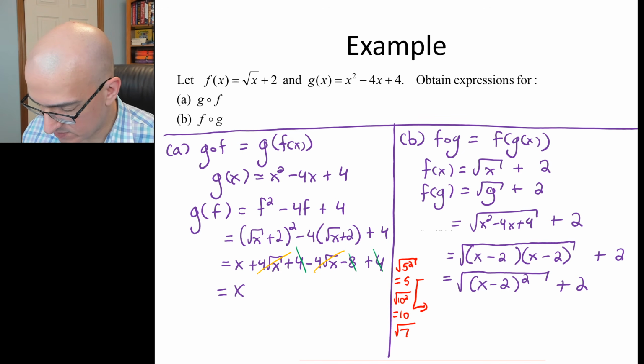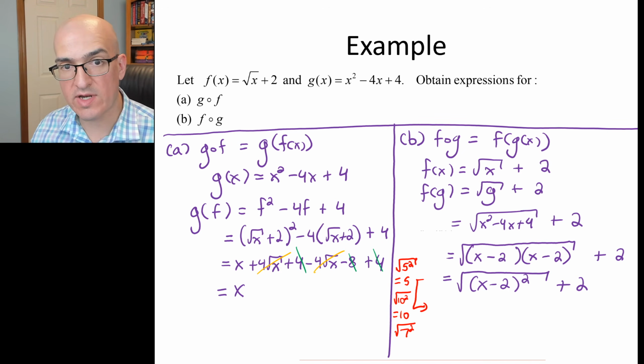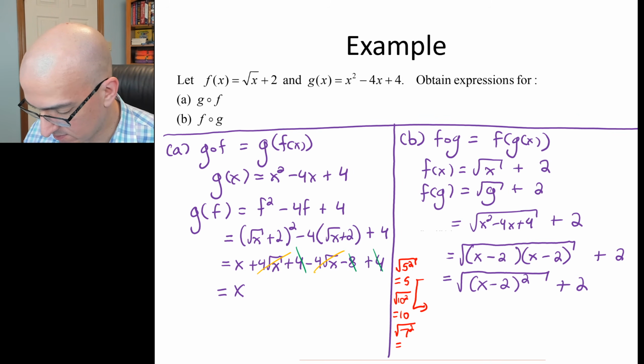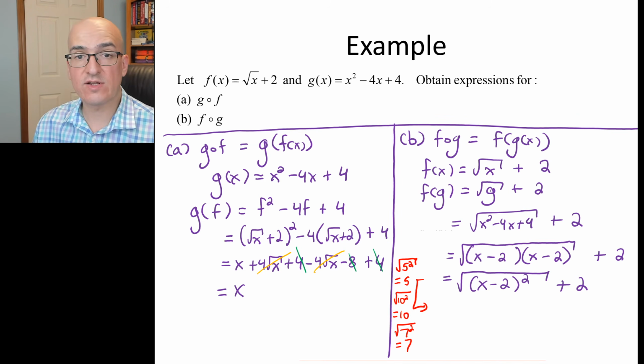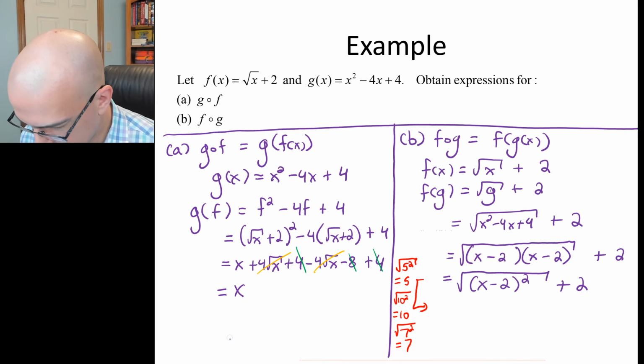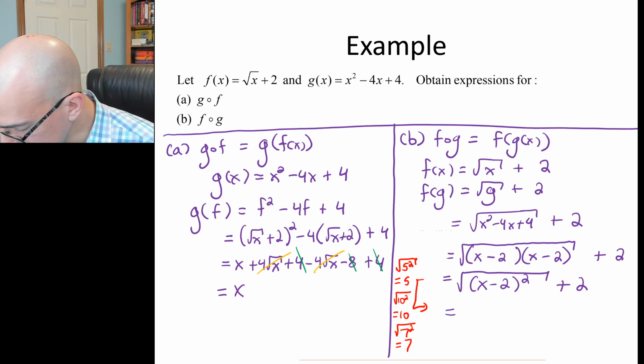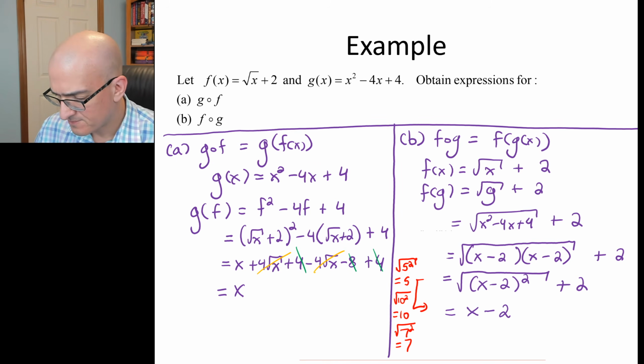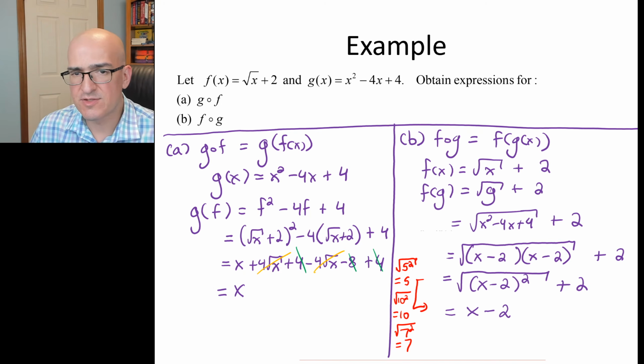What's the square root of 7 squared? 7 squared is 49. Square root of 49 is 7. So what's the square root of x minus 2 all squared? It's just going to be x minus 2. It's actually the absolute value of x minus 2, but let's not be too picky today.